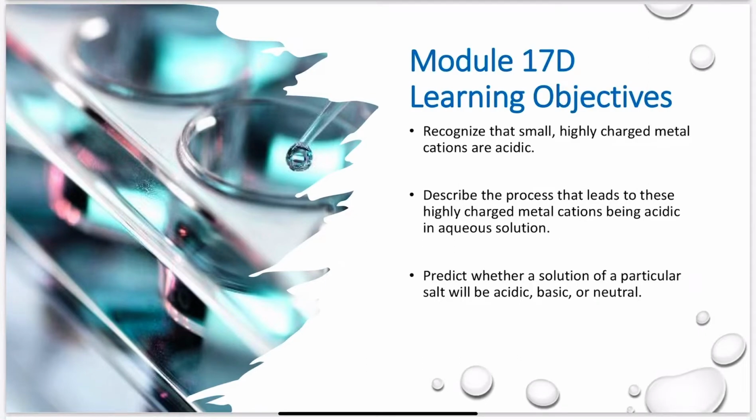Okay, Module 17D, we really want to start looking at being able to identify pretty quickly if a system is acidic, basic, or neutral. You need to be able to recognize that small, highly charged metal cations are acidic. And I will go through the process and I will discuss why, but students have a really hard time seeing it. So I need you to really try to envision the particles themselves and envision what's happening in solution so that you can also describe this process.